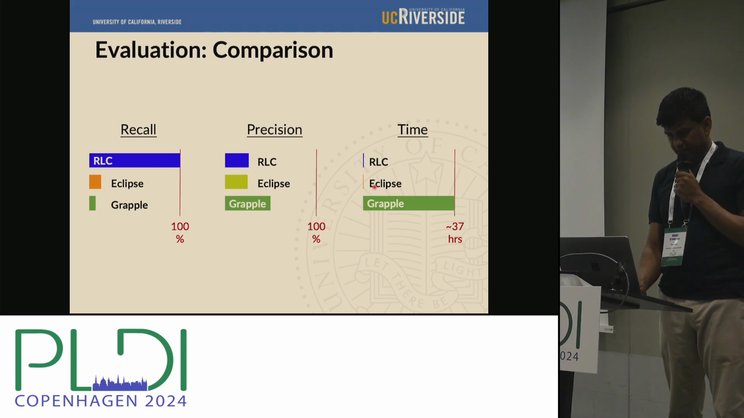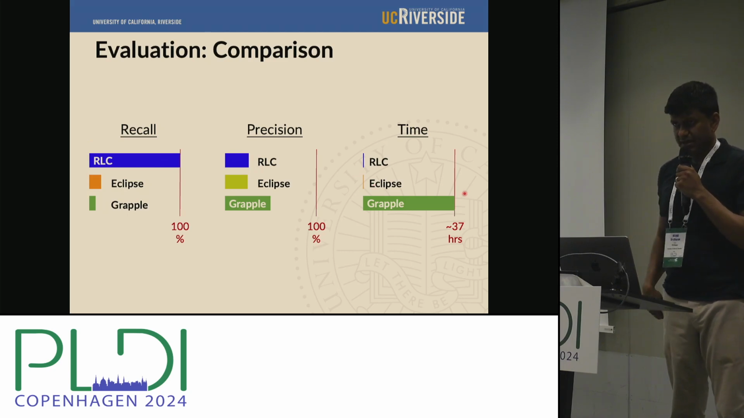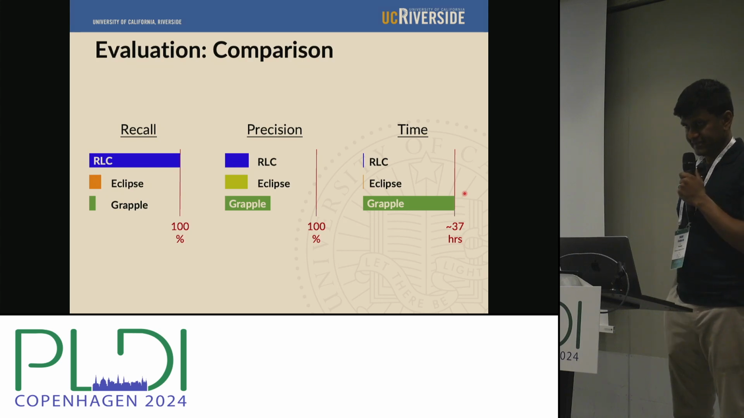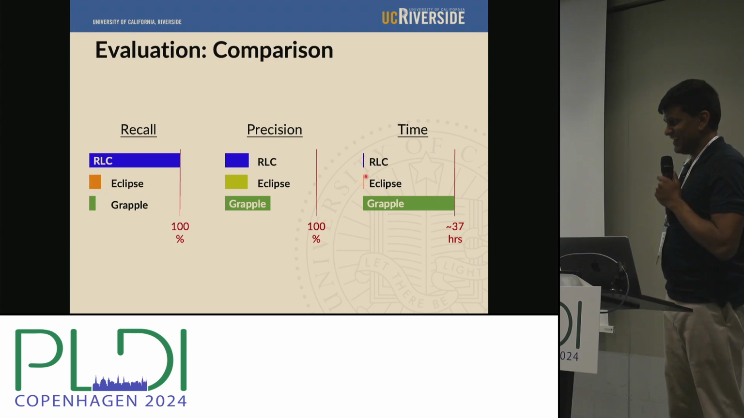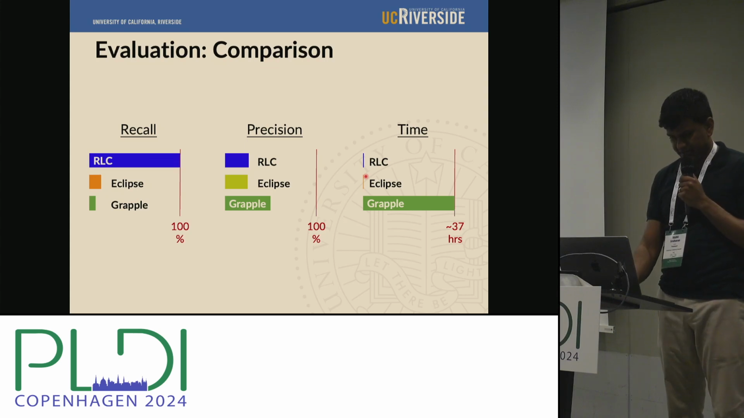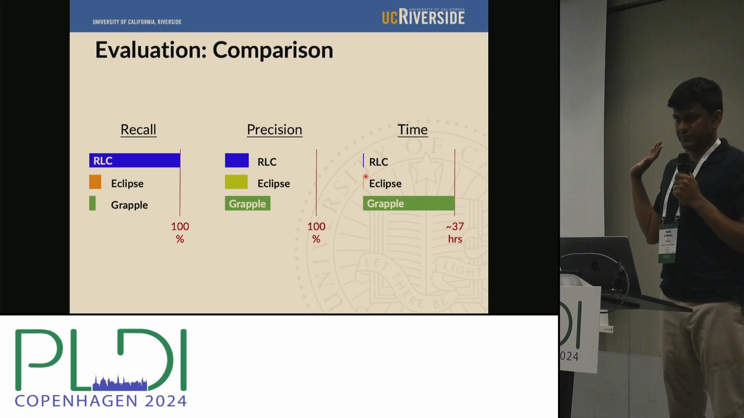And then in terms of running time on some of these huge programs, Grapple took over 36 hours. Eclipse is a little bit faster than us. It's hard to see on this chart, I didn't zoom in to show that, but our running time is quite reasonable, on the order of a few minutes.